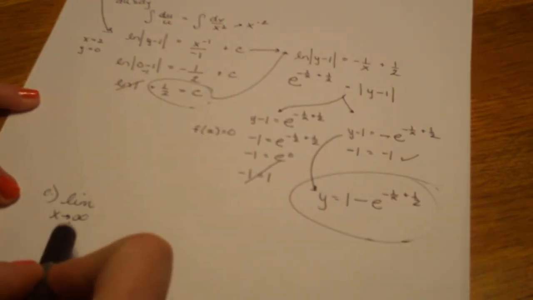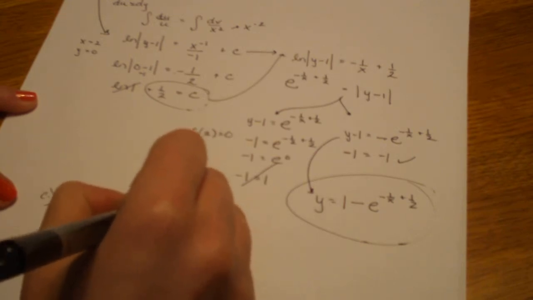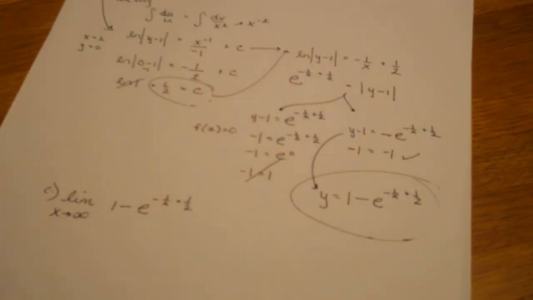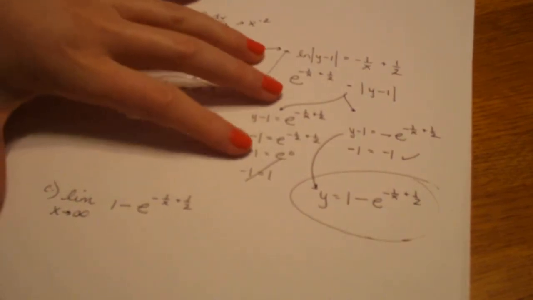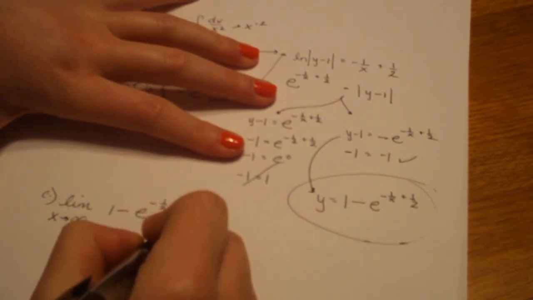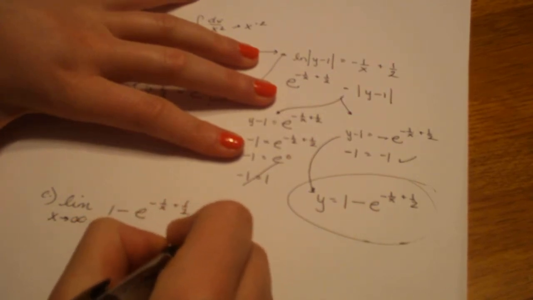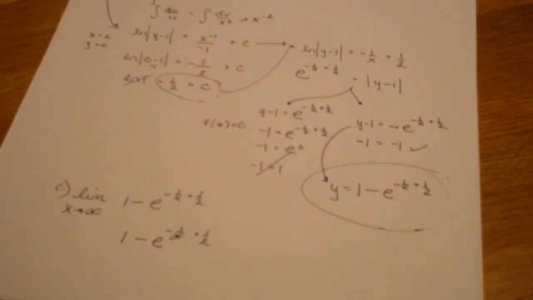So I want the limit as x approaches infinity for 1 minus e to the negative 1 over x plus 1 half. Now, if you recall, when we did limits to infinity, we always plugged in, quotes, plugged in infinity. Obviously, that's not a real number. I can't really plug it in. But I put infinity wherever an x is to kind of see what's going on with the problem. So if I do that, I end up with 1 minus e to the negative 1 over infinity plus 1 half.